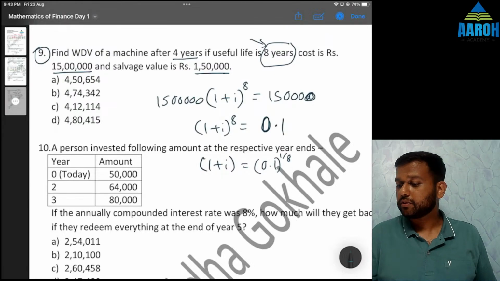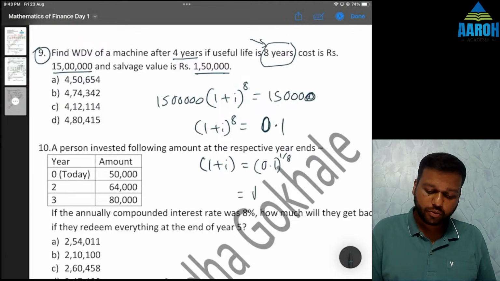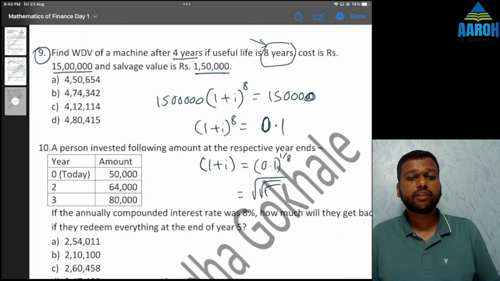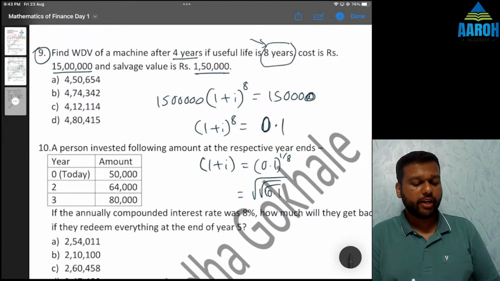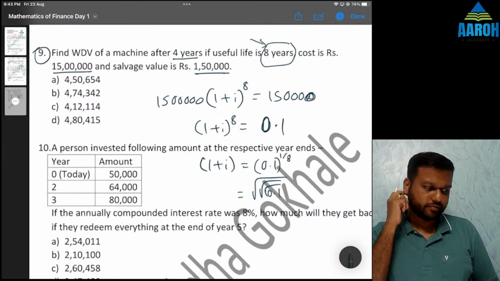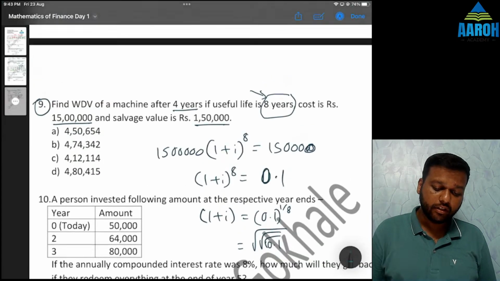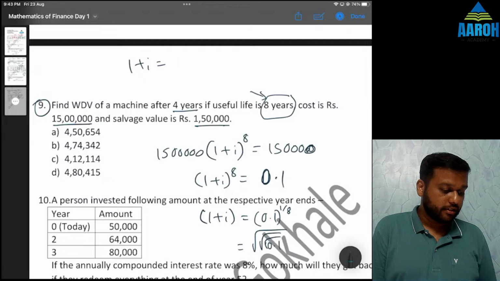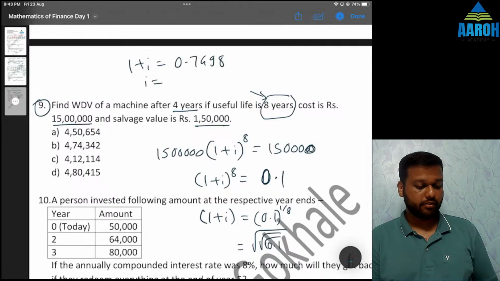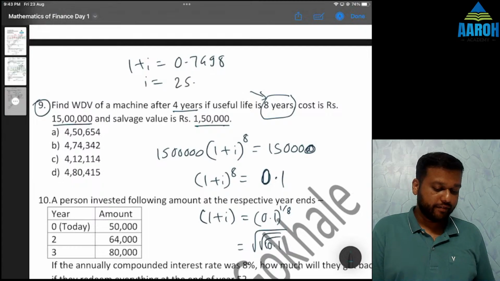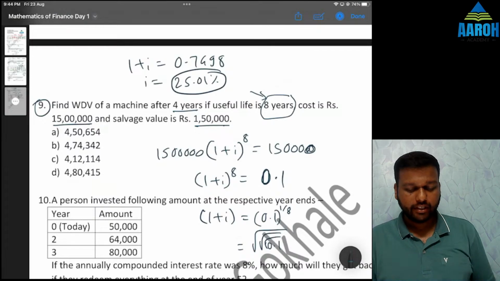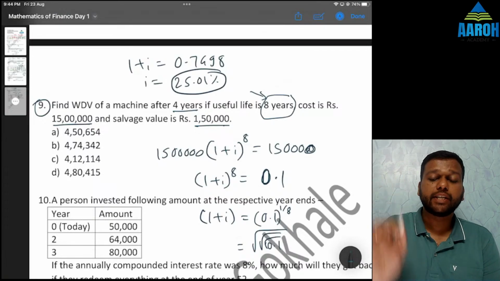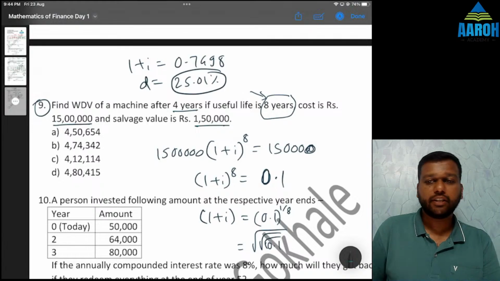And we saw in the previous question, right? How do we do 1 by 8? We'll just do 3 times square root, because 1 by 8 is 1 by 2 into 1 by 2 into 1 by 2. So just take 0.1, take 3 times square root, and check if you are getting 1 plus I as 0.7498. So I will be what? Check if you are getting 25.01%, taking it as positive, right? Just take it as positive. Check if you are getting 25.01% as the interest rate, or let's call it the depreciation rate.